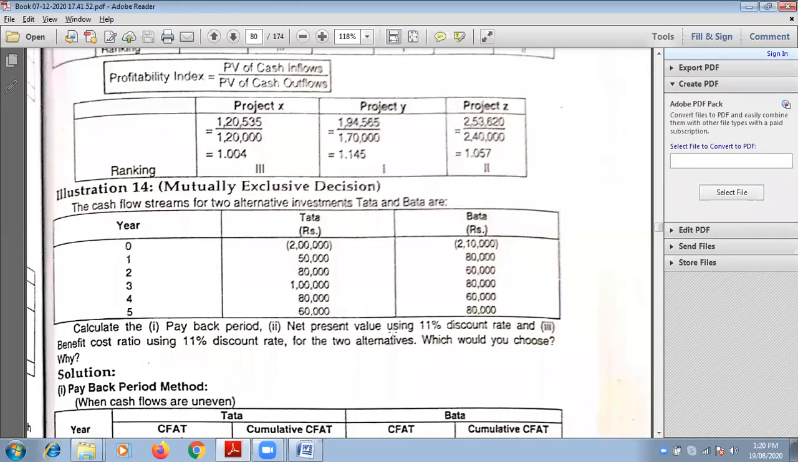For the two alternatives, which one would you choose and why? At the end, you will have to write a note: a separate note for payback, a separate note for discounted payback. For payback period, separate note. For discounted payback period, separate note. So you have to do this sum as per payback period method for Tata and Bata and write a note. And you have to do it again for discounted payback period method for Tata and Bata and then again write a note. So I am giving you just an overview of how you have to do the sum.